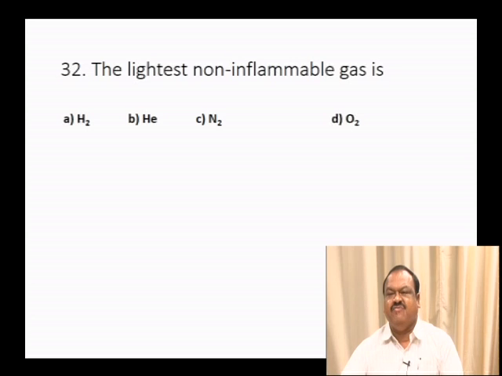The lightest non-inflammable gas. Nowadays air balloons are filled with helium because it is lightest and at the same time non-inflammable. They do not catch fire due to inertness. Hydrogen is highly flammable even though it is lighter. Oxygen is the supporter of combustion. Nitrogen is neither a supporter of combustion nor lightest. Hence helium is filled in air balloons. Suitable answer is B.